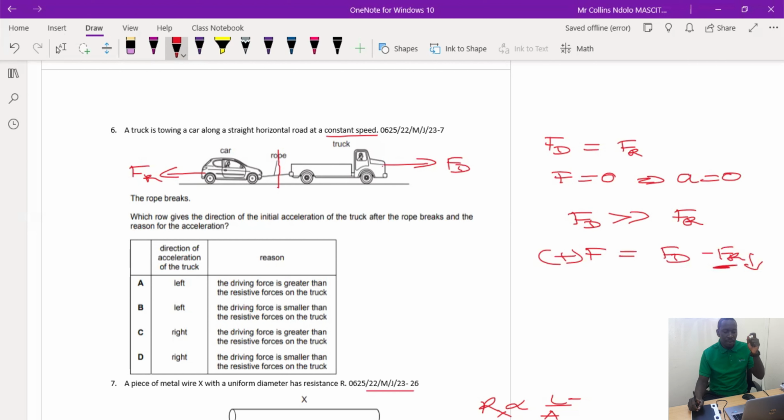So if the resultant force is positive, then according to Newton's second law of motion, F is directly proportional to acceleration, or the other way around, acceleration is directly proportional to the resultant force and occurs in the same direction as the force. That means if the drag force is to the right, the acceleration must be to the right. It cannot be left, it has to be right. The driving force is greater than the resistive force. The answer is C. For the benefit of my eyes, let me just read part D. The driving force is smaller. No, it is not smaller. If it was smaller, it would have gone to the left.